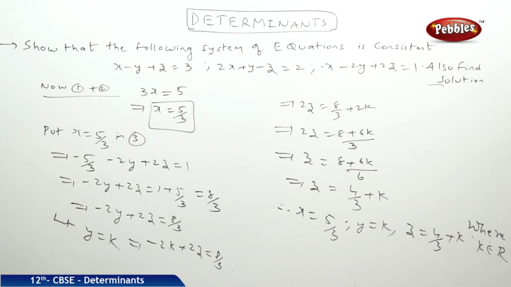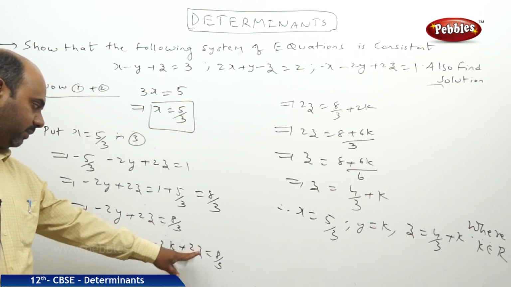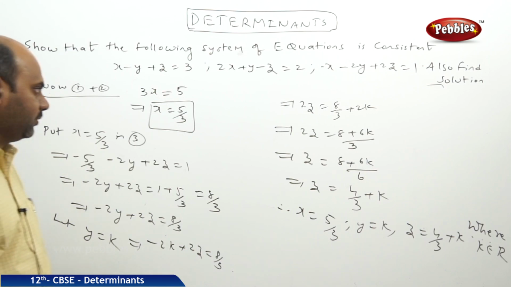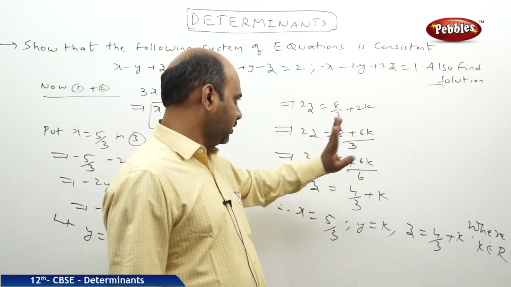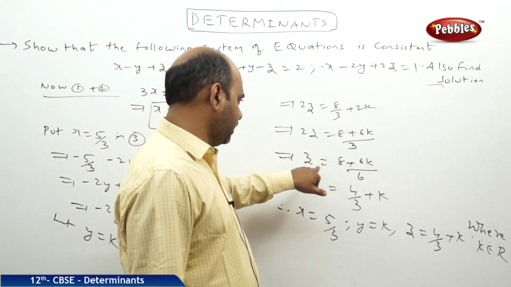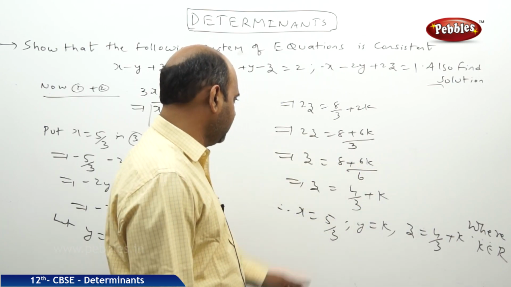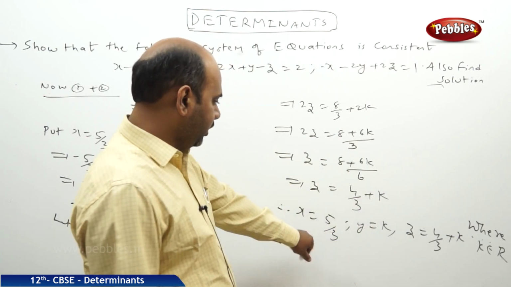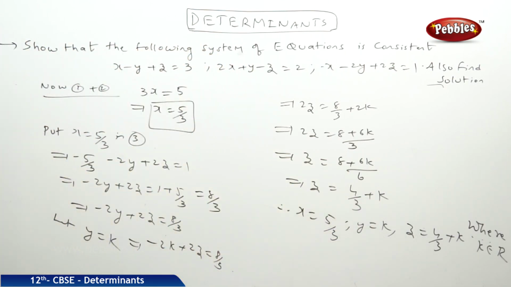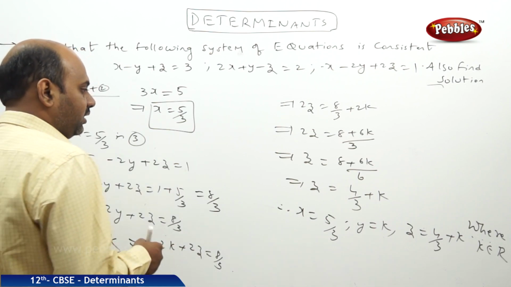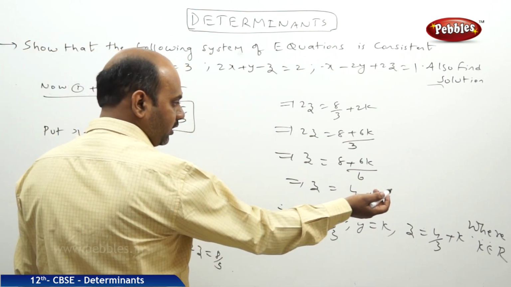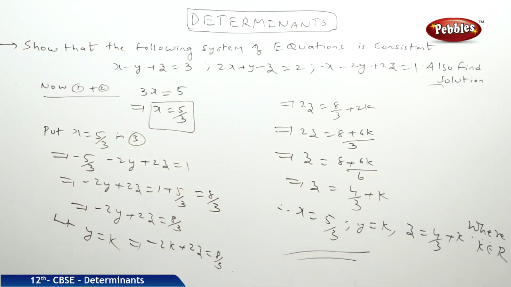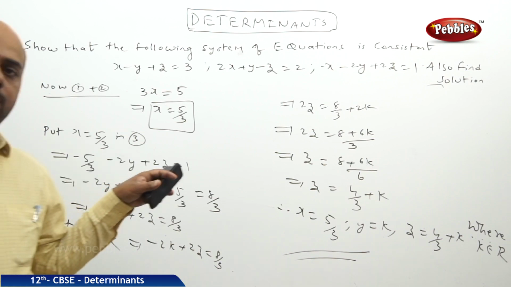I kept y is equal to k. So minus 2k plus 2z is equal to 8 by 3. 2z is equal to 8 by 3 plus 2k. So taking the LCM, 2z is equal to 8 plus 6k by 3. So z is equal to 8 plus 6k by 6. So 8 by 6 means 4 by 3, and here k. So we got x is equal to 5 by 3, y equal to k, z is equal to 4 by 3 plus k. Hence, we should write k belongs to R. This is the pattern where the system is consistent and is possessing an infinite number of solutions.